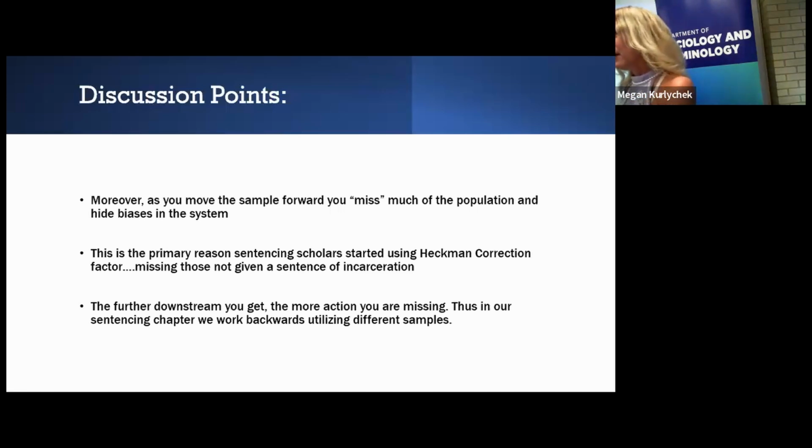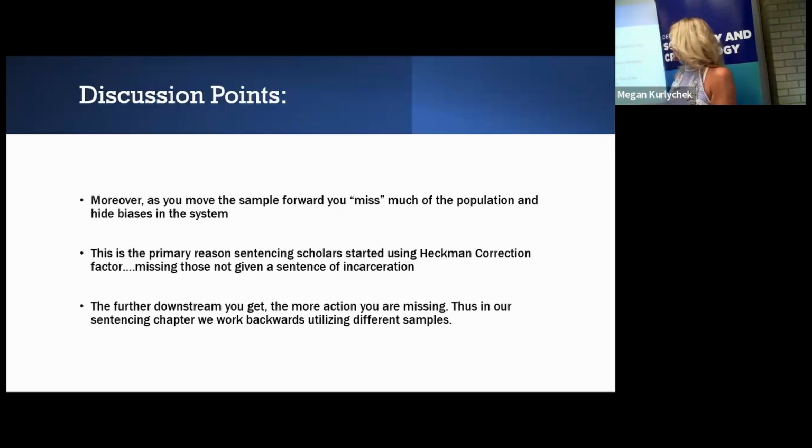I don't know if I pointed that out. I don't think I did in the plea bargaining. It's a huge factor. So if you're a minority, you're more likely to have a police contact. Now you have a record. The next time, you're more likely to maybe be stopped by the police again. And that's how we think about cumulative disadvantage occurring. So the further downstream you get, the more action you're missing, the more of the sample you're missing. And we're going to have really cool graphs in our sentencing chapter on that to show from the different samples exactly how it looks different.